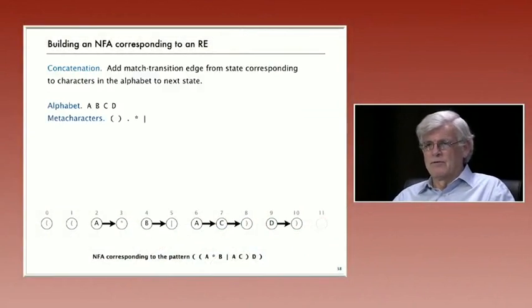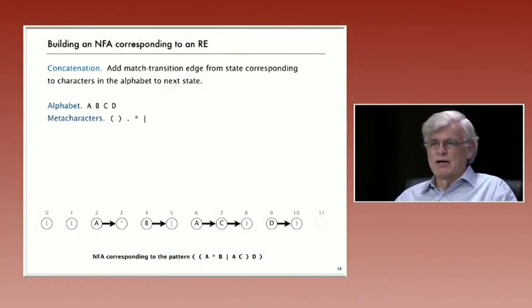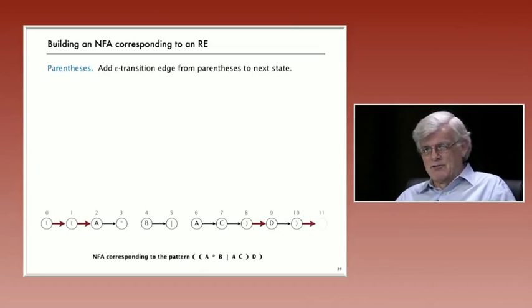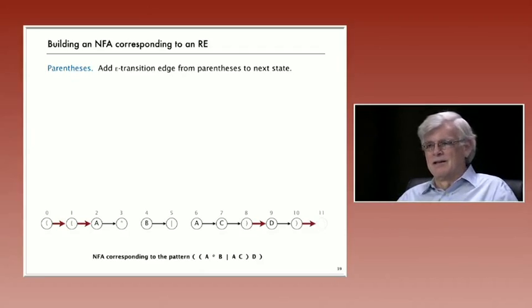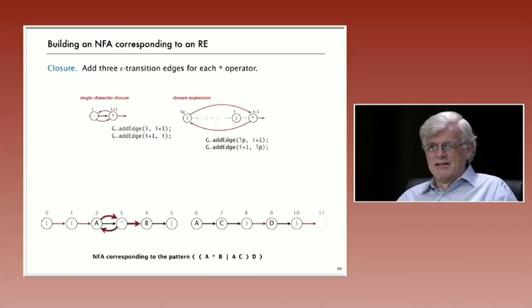So the first thing it's clear what to do. We're going to have one state per character, as we talked about before, so that's easy to set up. And then the match transition edges, if a state contains a character in the alphabet, we just put in a match transition to the next state. And actually that's implicit in our algorithm. So now what about other things? Well, for any parenthesis we find, we'll just put in an epsilon transition to the next state. So our machines all have that.